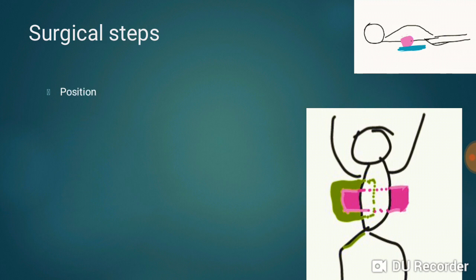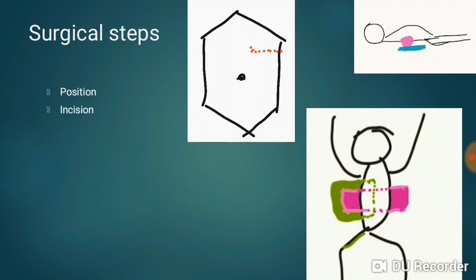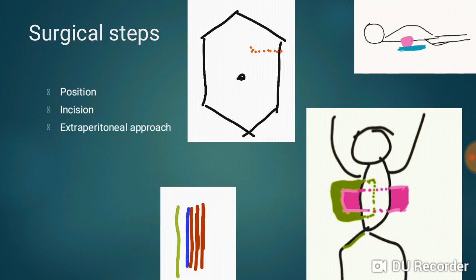Surgical steps include position of the patient. We keep a roll, and on one side we can also keep a padding like this, a roll and padding to elevate that side of the pelvis. For the approach, the obstruction here was on the left side, so we put a left upper quadrant incision. An extraperitoneal approach where we cut the skin, subcutaneous tissue, the external oblique, internal oblique, and the transversus abdominis muscle, and we cut the transversalis fascia, and we separate the peritoneum away from the transversalis fascia to reach the renal pelvis.